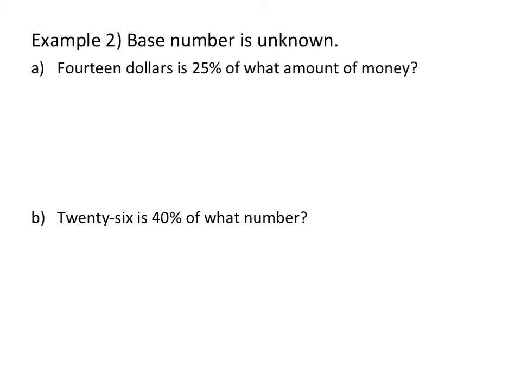$14 is 25% of what amount of money? So now this is a little bit different because my base number, this of, after the of is unknown. So I know my base number is missing. So I need to find my B. I don't know what B is, right? So I'm still using A equals P times B. Now my B is unknown.